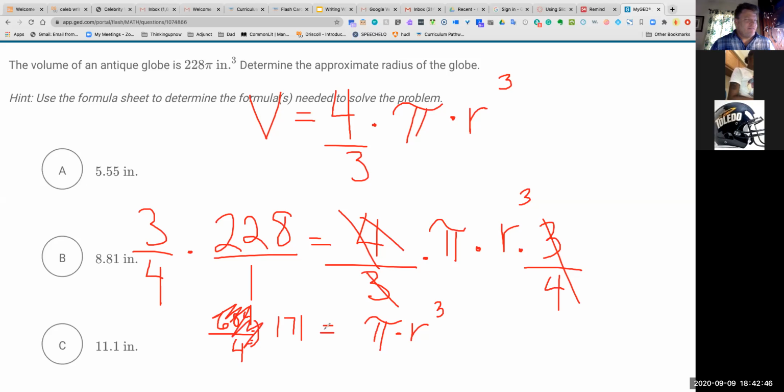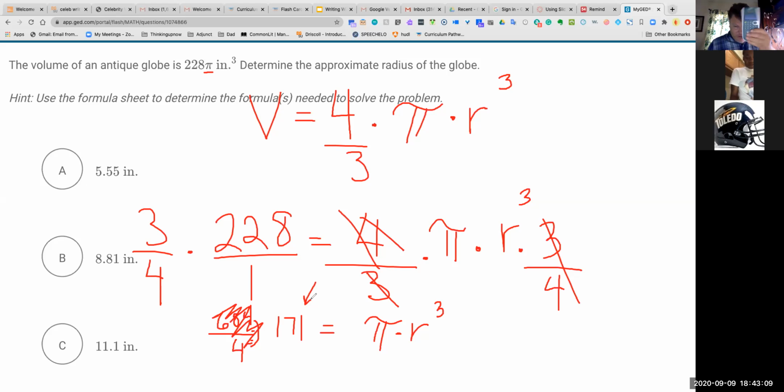All right, now pi times r to the third power. Well, if we notice, pi is in the answer. So really, all we've got to do is figure out which of these 4 numbers times itself 3 times equals 171.